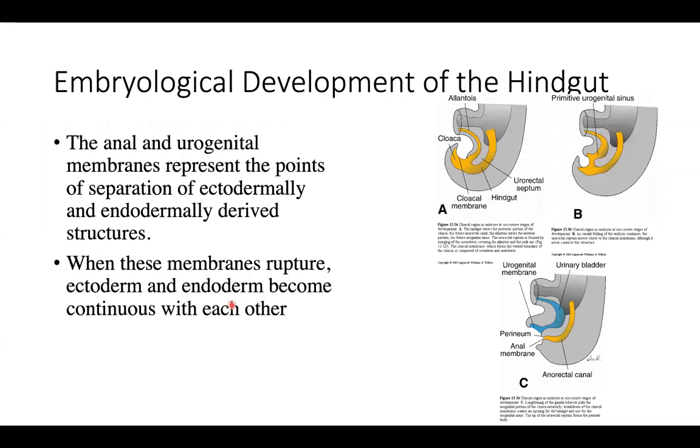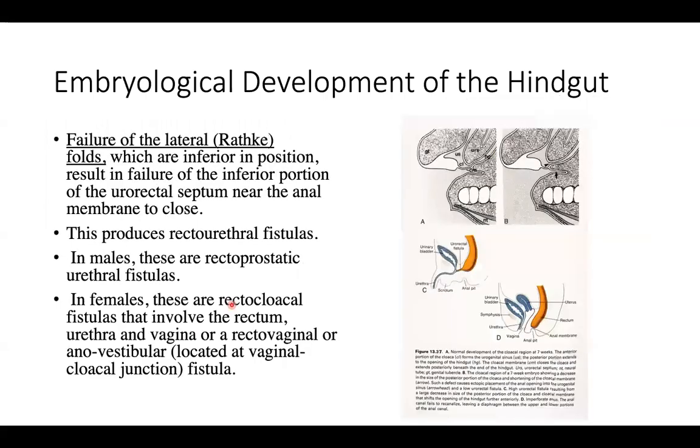So I mentioned all this. Now what happens if there is no fusion, or there is abnormal fusion or abnormal separation of the urogenital sinus and hindgut posteriorly? When that happens, or when there's that failure, a lot of things can happen.